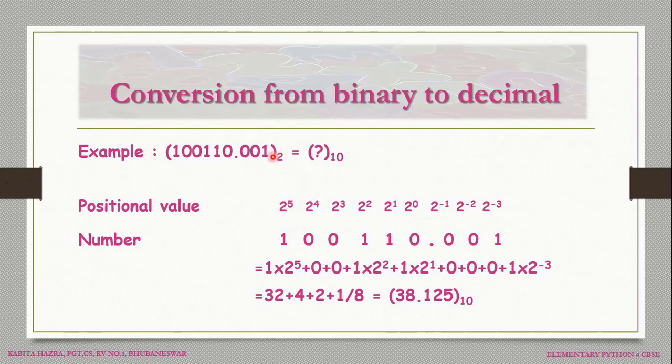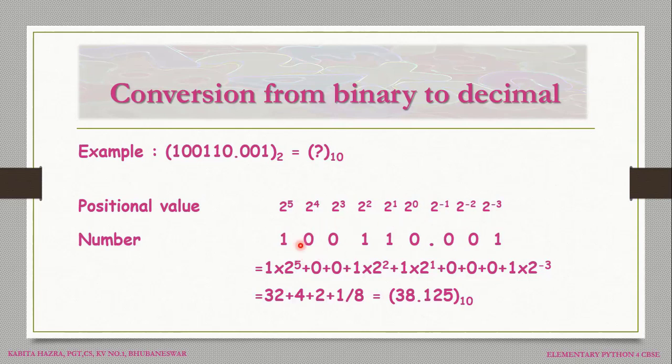Since this is in binary, the positional value will be some power of 2, starting with 0 and increasing towards the left from the decimal point and decreasing towards the right of the decimal point. So these are the positional values of the digits. Now we will multiply each digit with the corresponding positional value. So 1 will be multiplied by 2 power 5, 0 with 2 power 4, 0 with 2 power 3, 1 with 2 power 2, 1 with 2 power 1, 0 with 2 power 0, 0 with 2 power minus 1, 0 with 2 power minus 2 and 1 with 2 power minus 3.